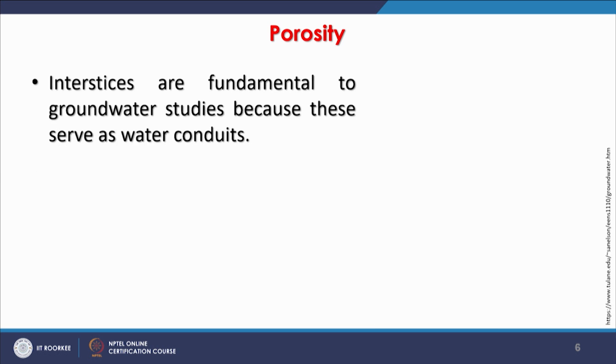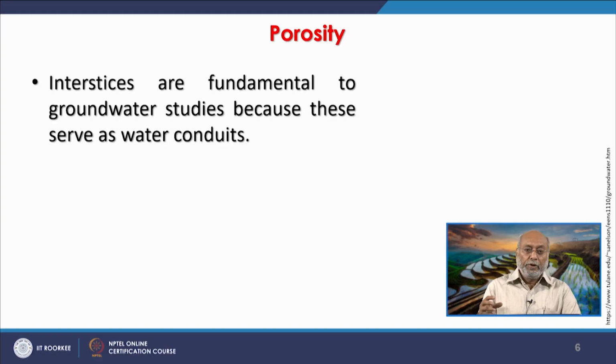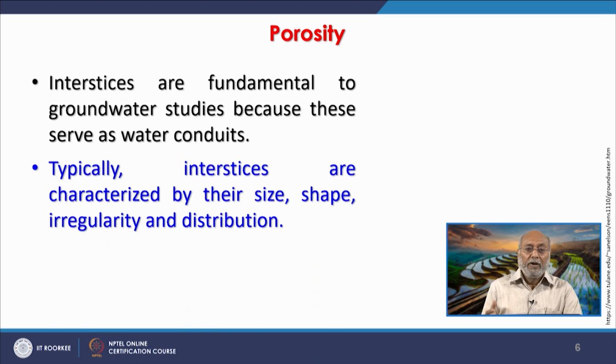So, interstices are fundamental to groundwater studies because they serve as water conduits, that means the water flows through them. If more pore spaces are there and they are connected, that is what interstices mean, the interconnection between these pore spaces, then it is useful in groundwater study, because they serve as pipes, allowing the flow of water from one end to another. And typically these interstices are characterized by their size, shape, irregularity and distribution.